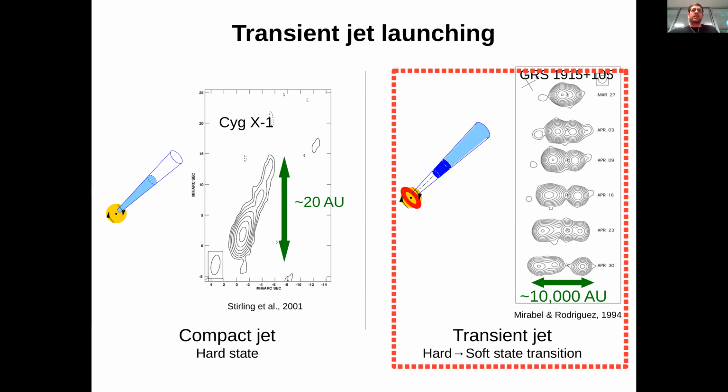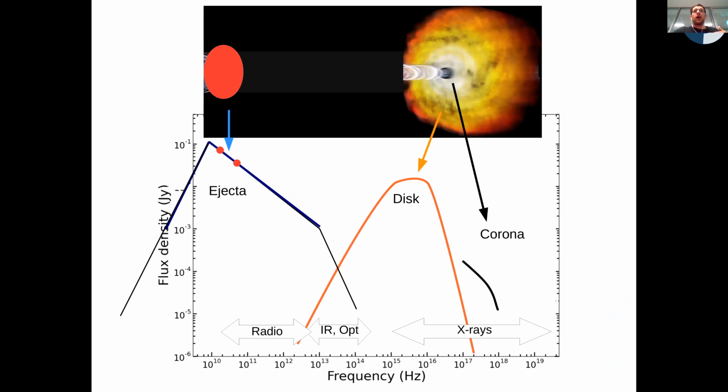Now, as I mentioned previously, the emission we detect from the transient jet is optically thin emission from an expanding knot of synchrotron emitting plasma that's been ejected from the system. In the radio band, we see a steep radio spectrum which flares as it interacts with the surroundings. So you can see that here in the same schematic that I'm showing before.